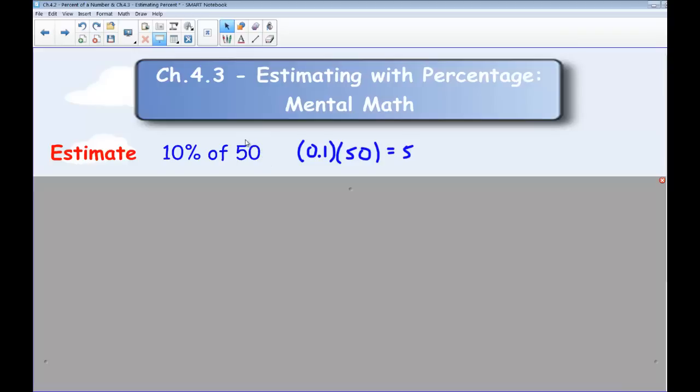If you look at the number 50, while 10% was 5, all we had to do was move the decimal from the end here over one spot, and we got ourselves 5. So 10% of any number is usually really easy to figure out because all you have to do is move the decimal to the left by one spot.